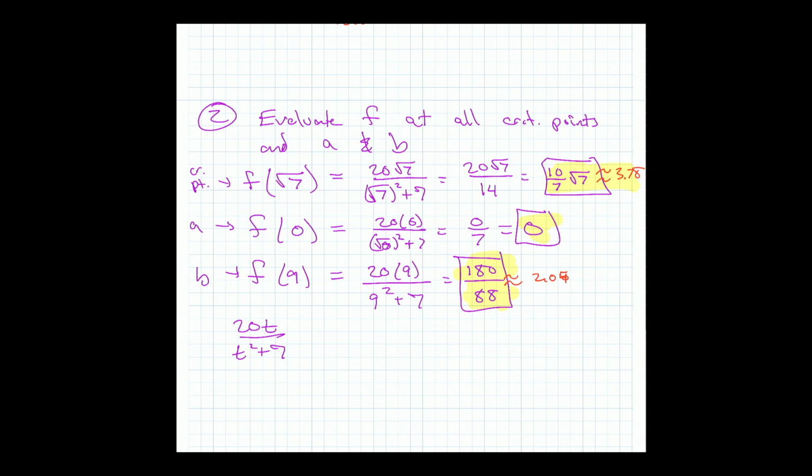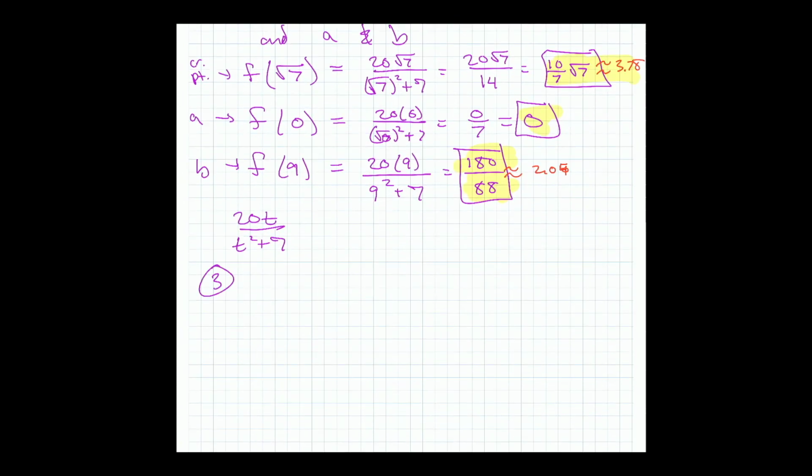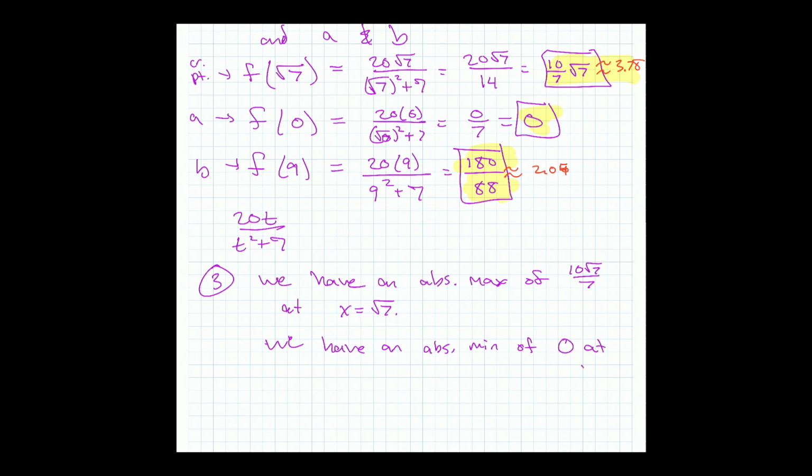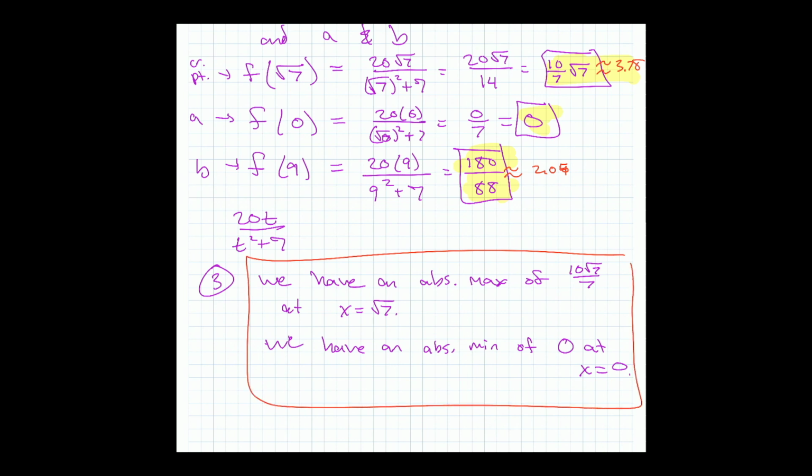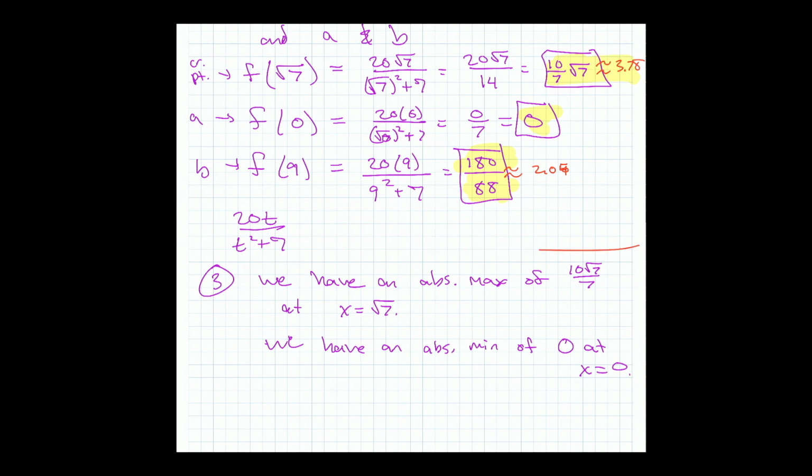So we have an absolute max, what's the biggest value, 10 root 7 over 7 at x equals root 7. We have an absolute minimum, what's the smallest value, 0 at x equals 0. And we should be able to scroll up and just verify that this matches what we had on our graph. I mean, it really ought to, right? Everything should match.